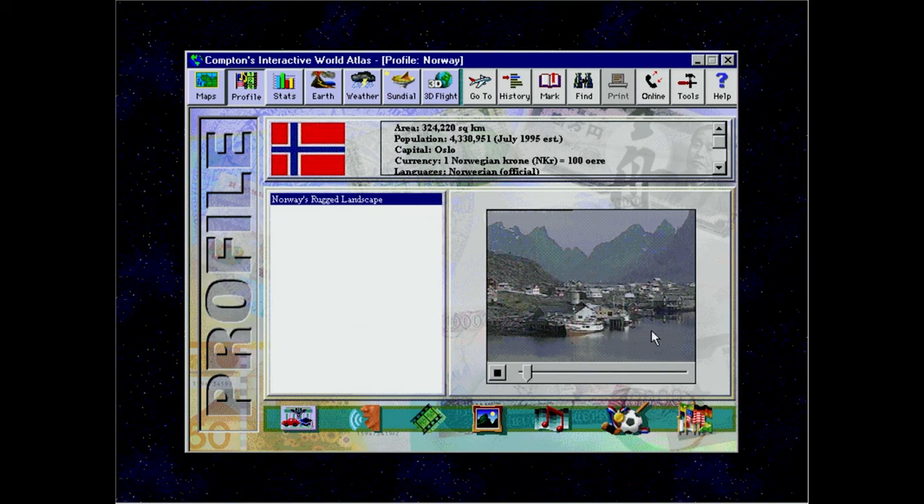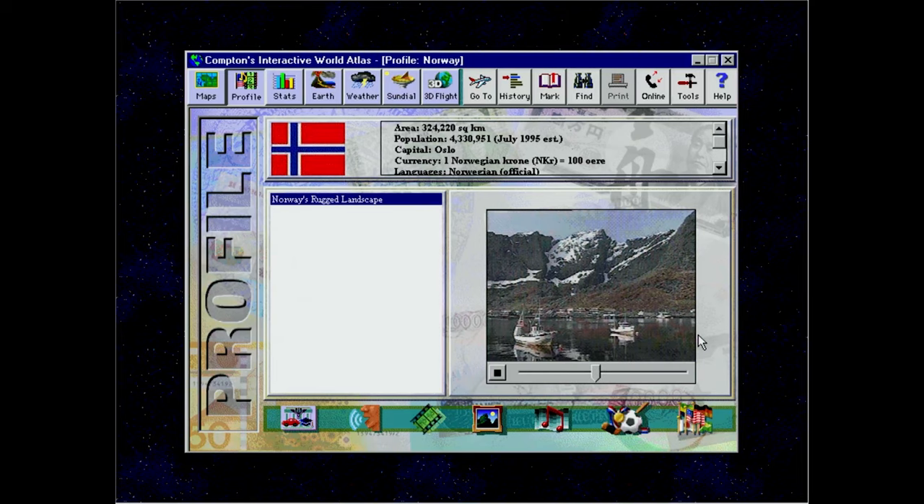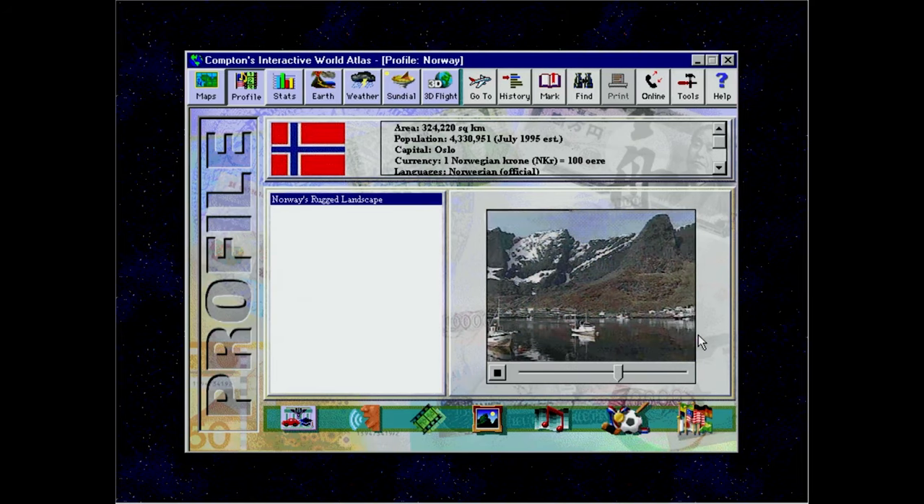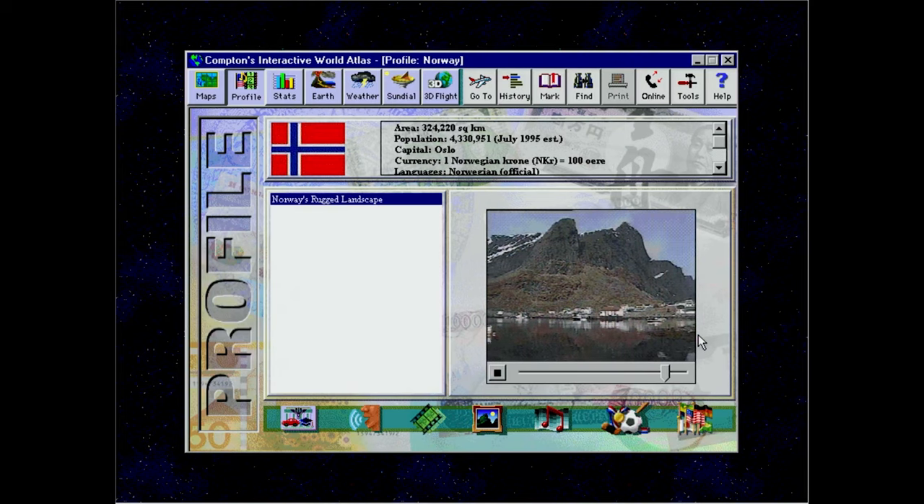Norway's geography is varied, including a southern region of temperate forest, a mountainous center, and eastern tundra. Its coastline is known for its fjords, long, narrow, and often deep inlets from the sea, between deep cliffs and slopes.